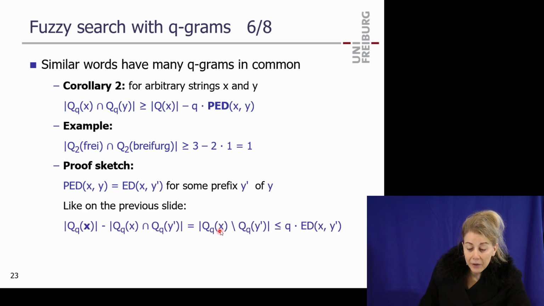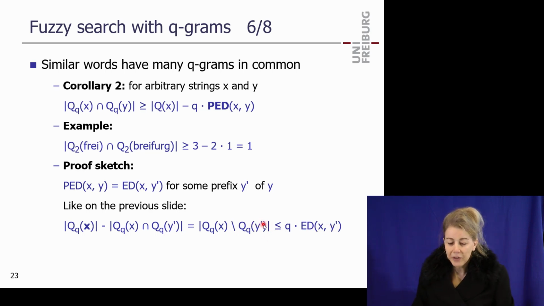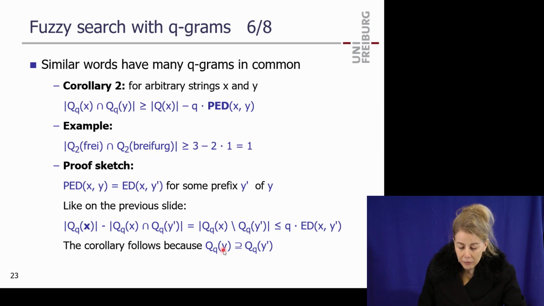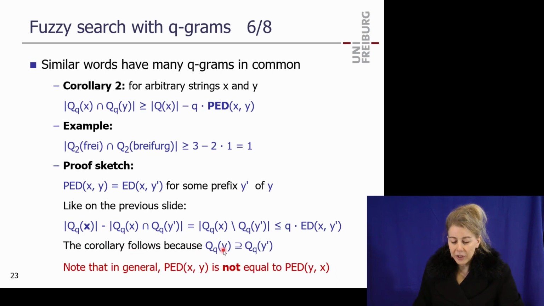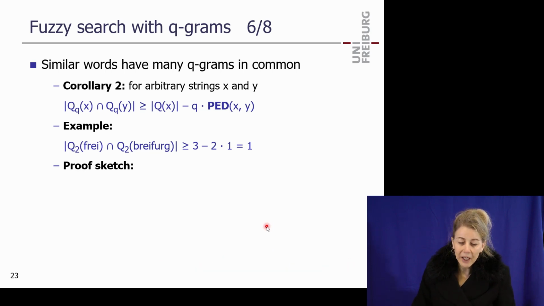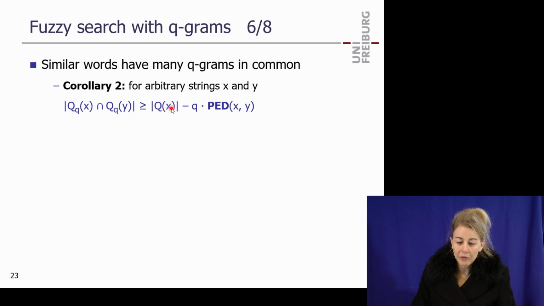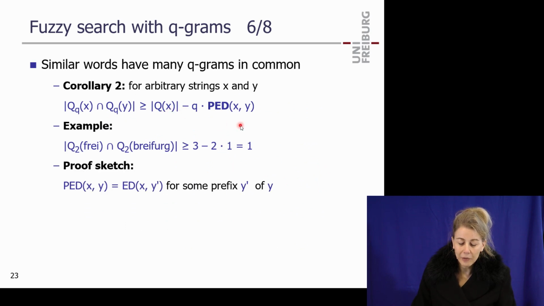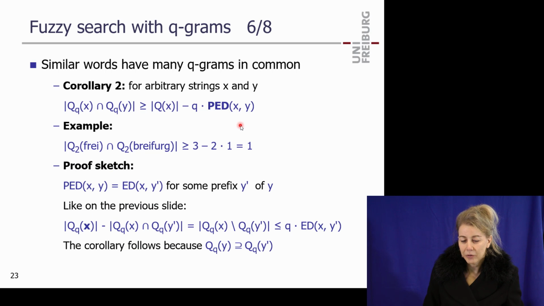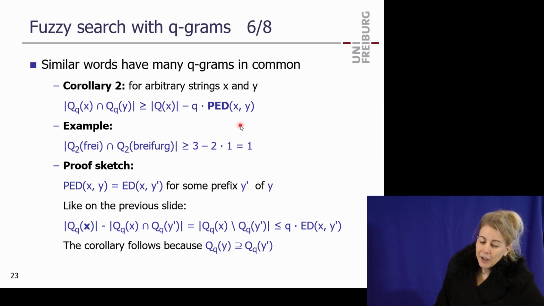Now I can apply the lemma only in one direction, and I can apply it only to a prefix of y. Now it's not symmetric, right? That's important. In general, the prefix edit distance is not symmetric, which is why here in this formula I have x and y, and I can take the maximum of the two. Here I just have x. And apart from that, it's very similar. And let's also not go into the details here. But it's a formula which you want to use for your algorithm.